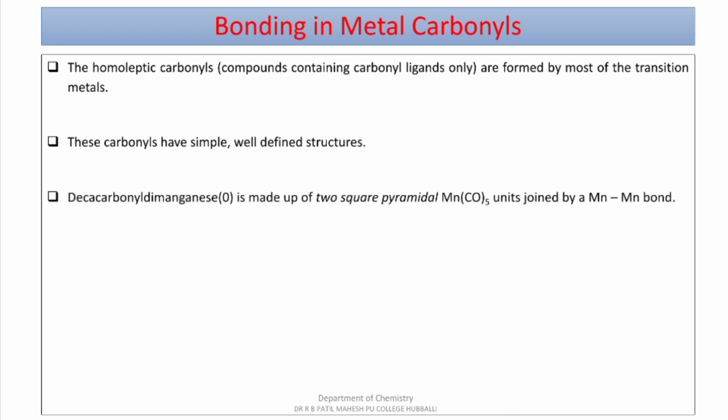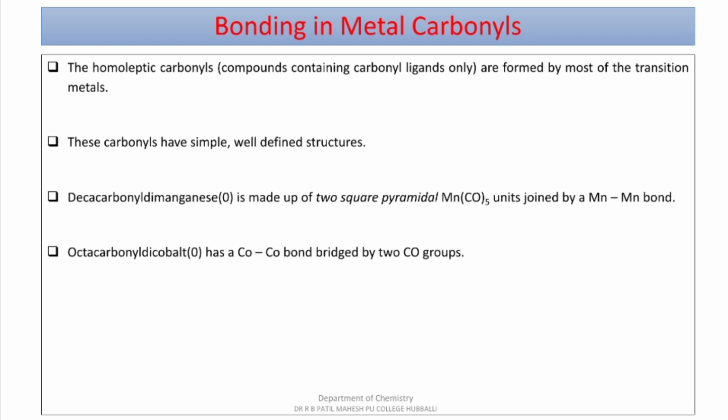There are some other complexes which can have more than one central metal atom, bridged together. For example, decacarbonyldimanganese(0), which is made up of two square pyramidal structures of Mn(CO)5, where the central metal atoms Mn are bonded together. Also, in some compounds like octacarbonyldicobalt(0), there is a cobalt-cobalt bond bridged by two carbonyl groups.